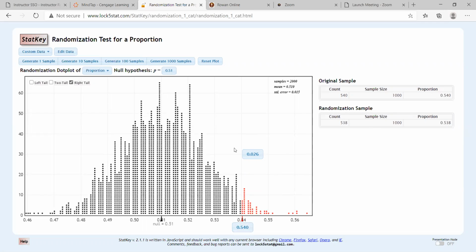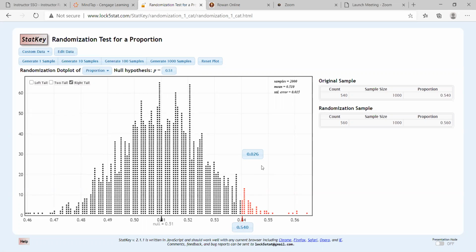And then what shows up here is the p-value. It's the proportion of all of these dots here that are the red dots. This is the proportion of sample statistics that are at least the sample value that we got, or something more extreme, in this case greater. All these are greater than 0.54. And it ends up being 0.026.